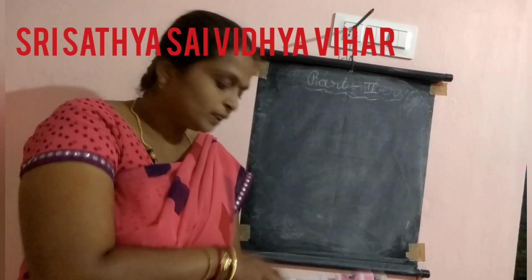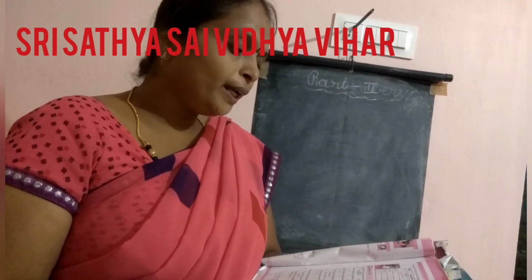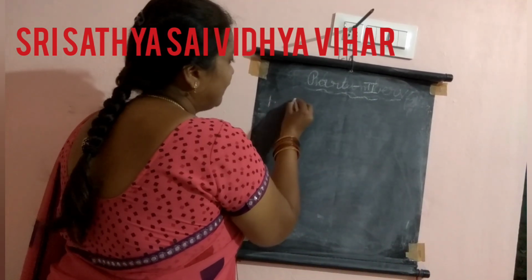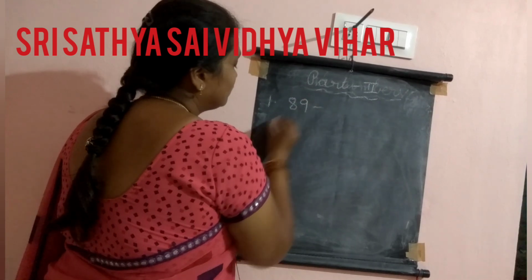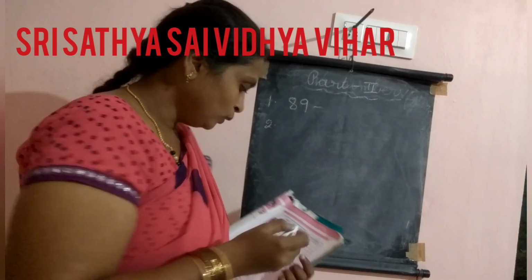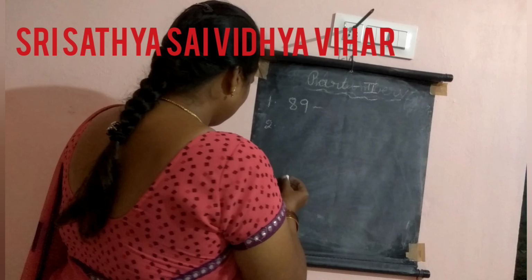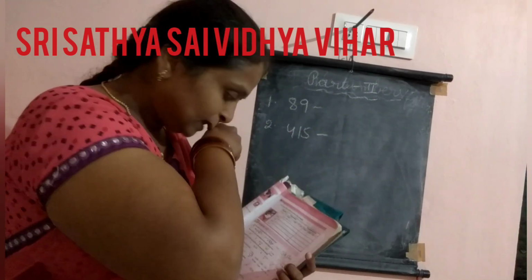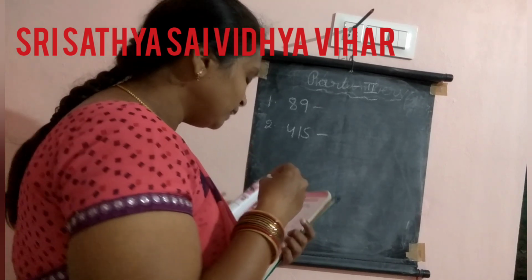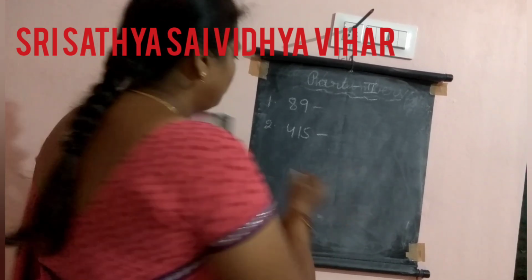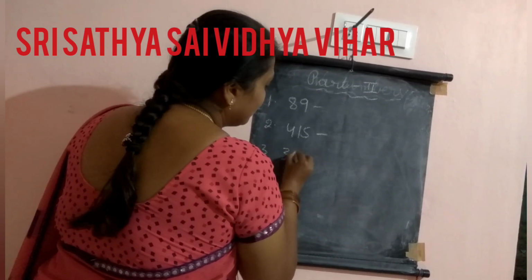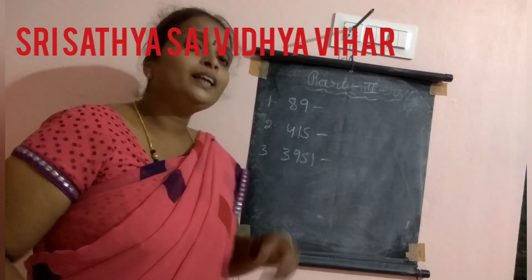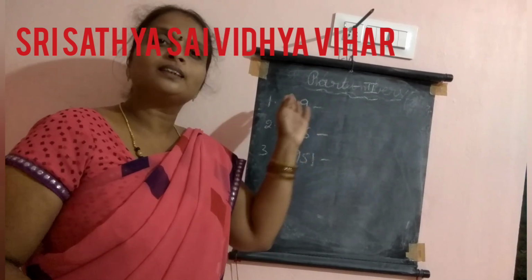Now see, round off the following numbers nearest to tens. Exercise 1. First one, 89. Second one, 415. Next, 3500 and 3951. Here we have to write the nearest tens.